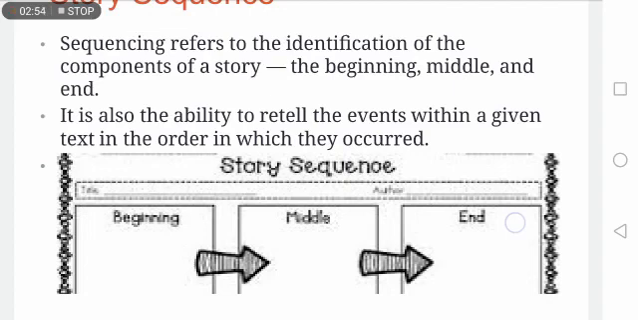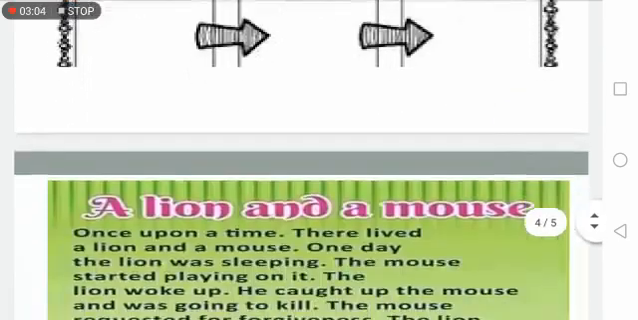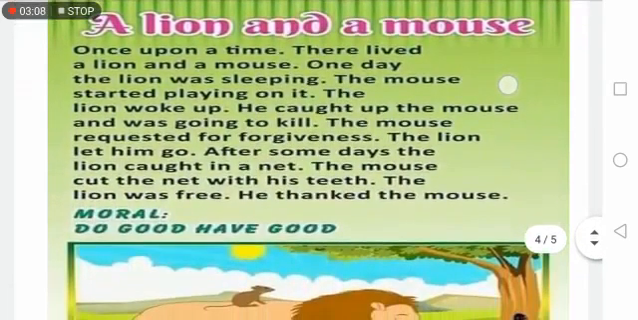So basically every story is divided into three parts: the beginning, middle and end. This is called the story sequence. Now let's see a short story.